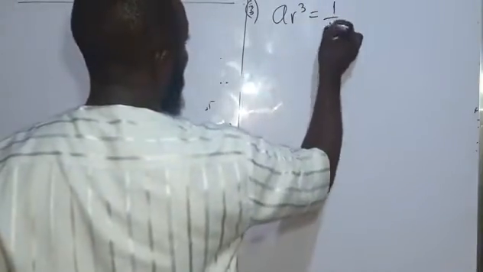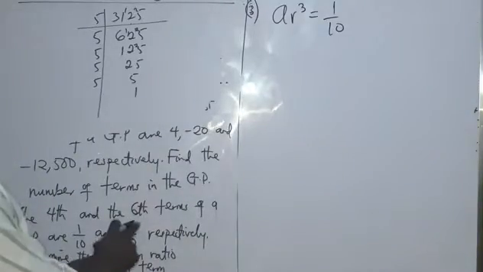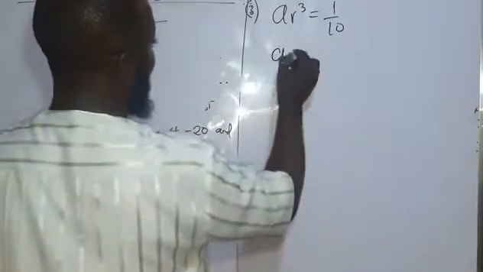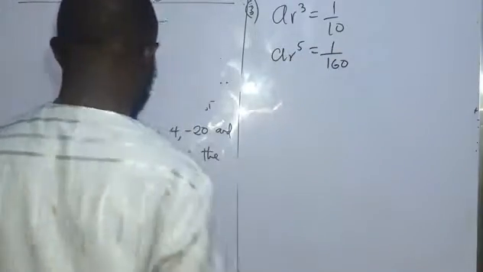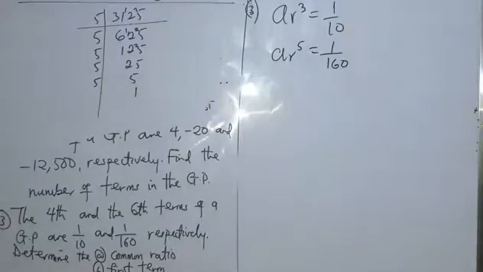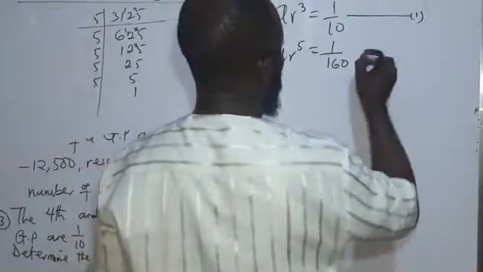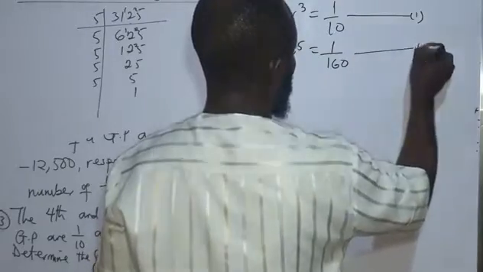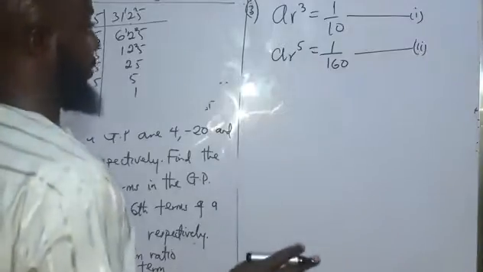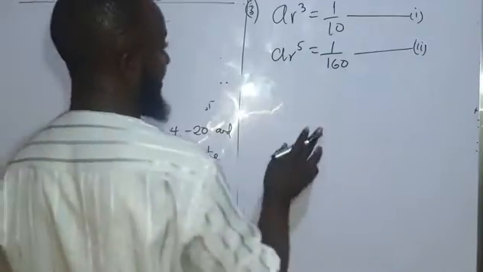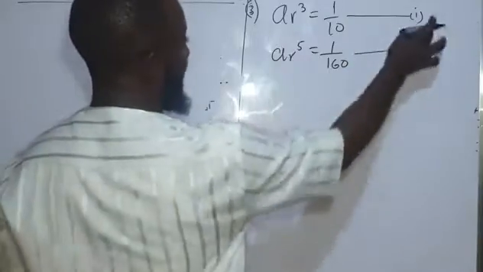Right? And the sixth term, this is a r raised power 5, is 1 all over 160 respectively, right? So determine the common ratio and the first term. In this case, this will lead to a simultaneous equation, right? So we're going to solve for a and r simultaneously. So what we're going to do first is this. Since we have this, this is equation 1, equation 2.